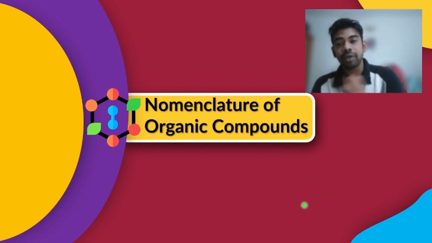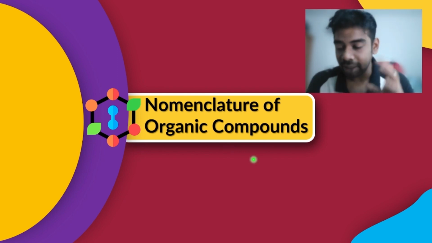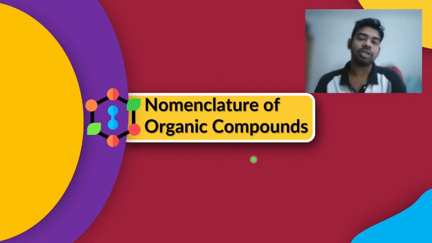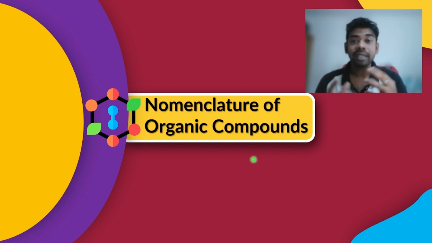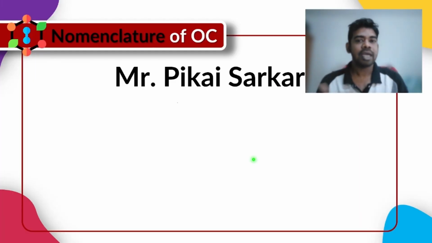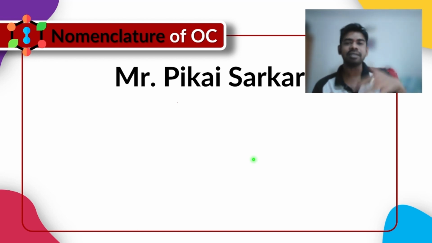Now, moving on from this to the nomenclature, the basis of the nomenclature of organic compounds. But before we go into the nomenclature of organic compounds, let's take an example and try to understand how we write down any nomenclature. How do we write any name? So, for example, let's take my name. My name is Mr. Pikai Sarkar. This is how you're going to represent it, right?